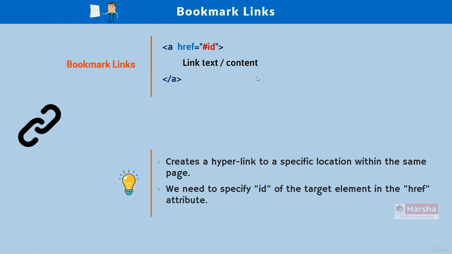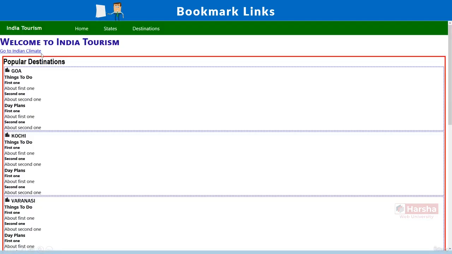So when the user clicks on this particular link text, automatically the scroll bar jumps to the target element based on the specified ID. Here hash represents the ID selector. So in the current working application, we are trying to create a hyperlink which jumps to the Indian climate section within the same page below.